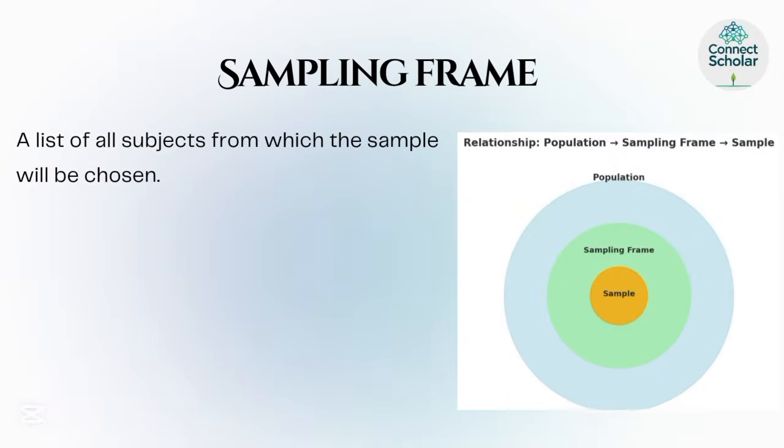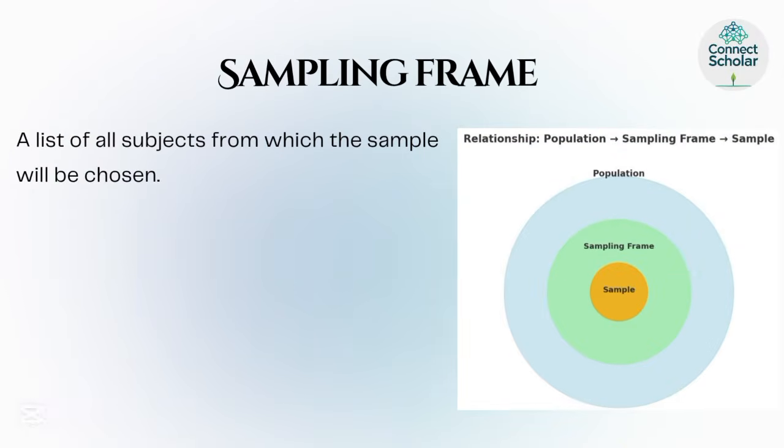Now let's understand what is the sampling frame. Sampling frame is a list of all subjects from which the sample will be chosen, which means out of your target population, you would select a smaller group which would be called your sampling frame, and out of your sampling frame, you would choose another smaller group which will be known as your sample that you're going to perform your study on.